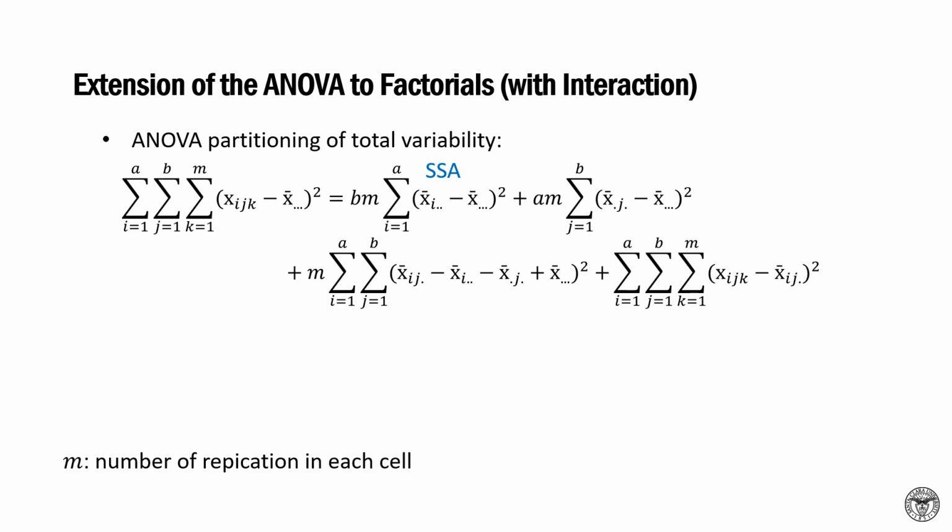This component represents the variation in the response variable attributable to the different levels of factor A, while keeping factor B constant. Second, the variability due to the main effect of factor B, denoted by SSB. This component represents the variation in the response variable attributable to the different levels of factor B, while keeping factor A constant.